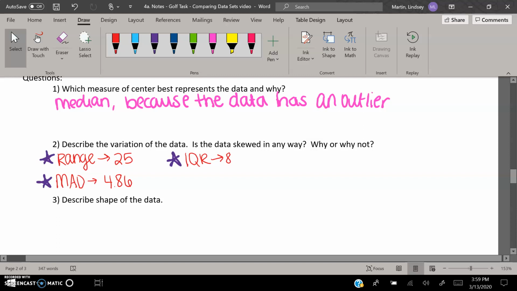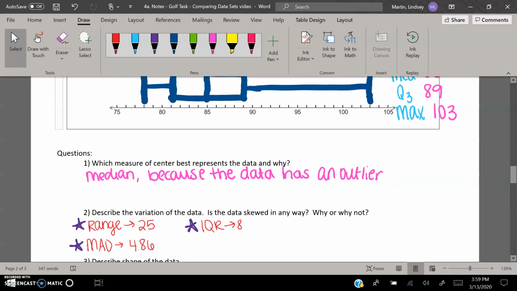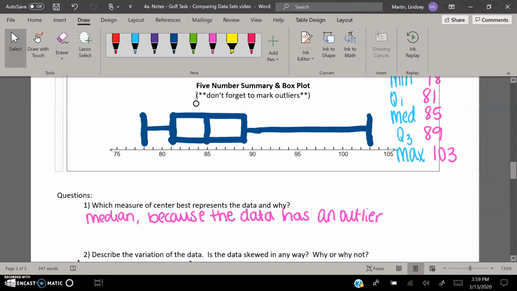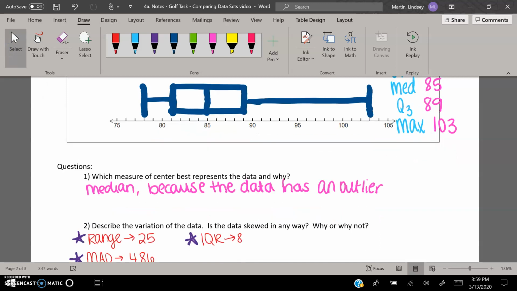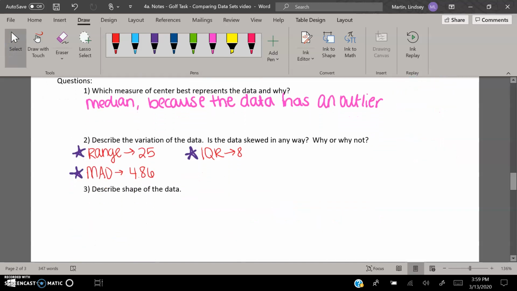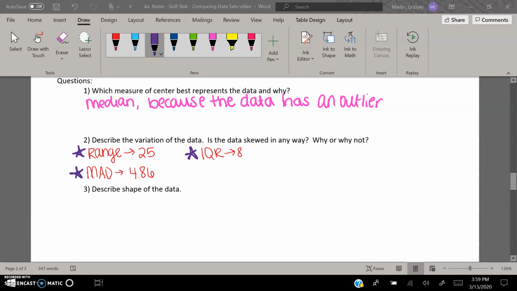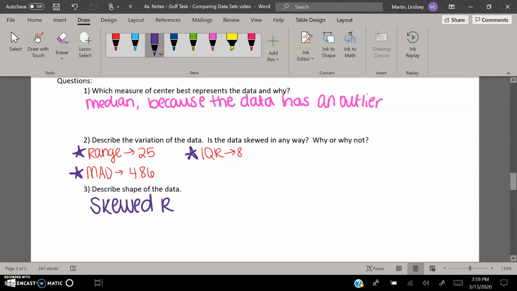We want to describe the shape of our data here. So if we go back and look at our box plot, we'll notice that the right side is extremely longer than the left side, so we know that our graph is skewed to the right. This is another reason why we would use our median as the measure of center, because we always use the median when it is skewed.